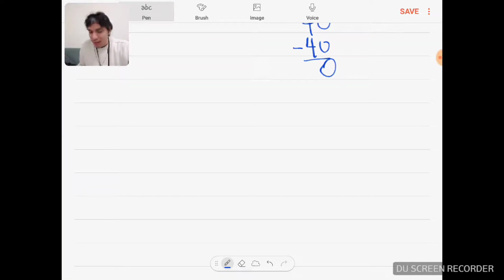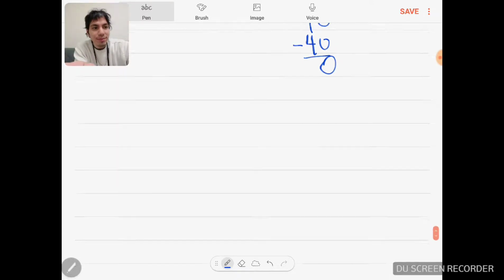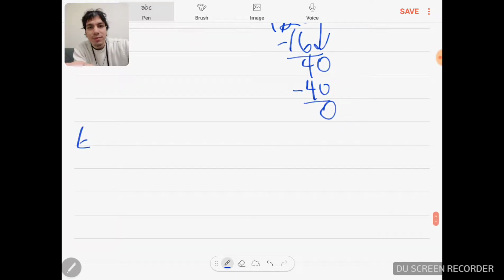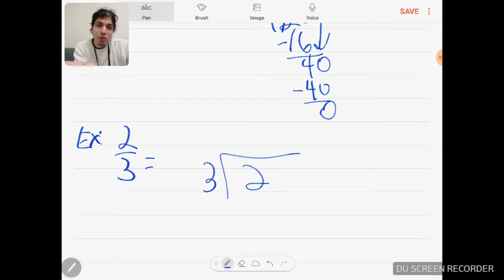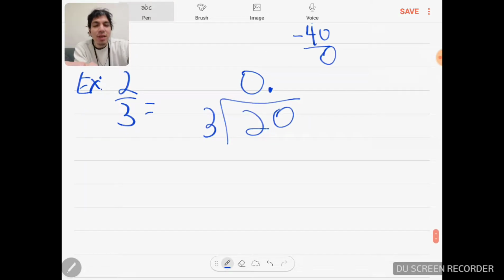Let's say I had this example here. 2 over 3. Now this is an interesting one. What makes this one interesting? 3 tries to go into 2. It cannot, so I add a 0. I add a 0 here. Can 3 go into 20? Yes, 6 times. So I'm 18. I subtract, I borrow, I am left with 2.